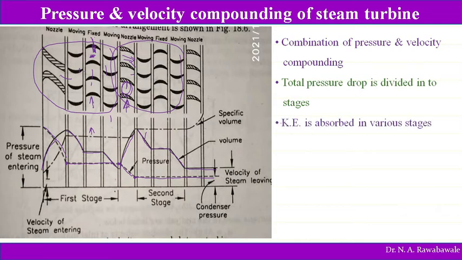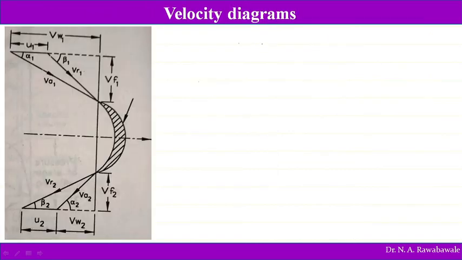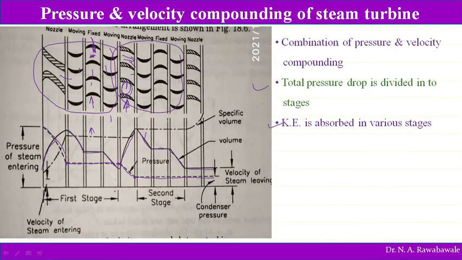The kinetic energy is absorbed in various stages. So here, in the previous case, what we see is the kinetic energy which was converted from this enthalpy is absorbed step by step. So kinetic energy is converted in the nozzle, that is absorbed and converted into mechanical work with the help of the moving blade. So this is how the pressure velocity compounding is made in the case of a steam turbine, in order to avoid the very high velocity of steam and a very high speed of turbine blades, which will cause loss because of very high centrifugal force.